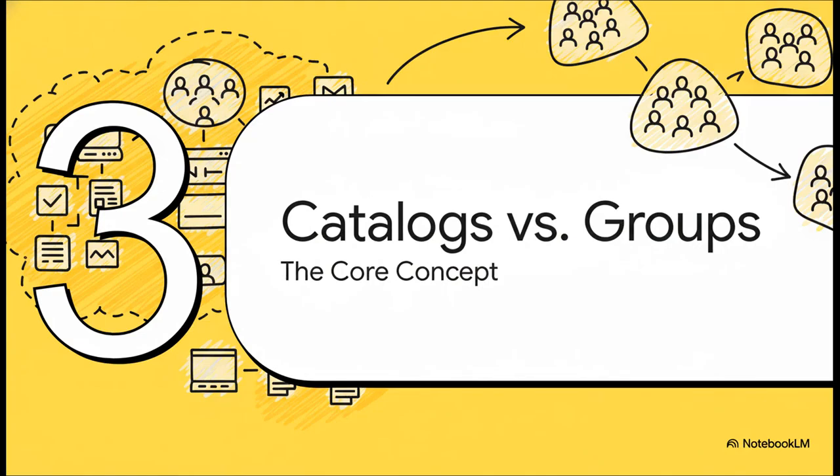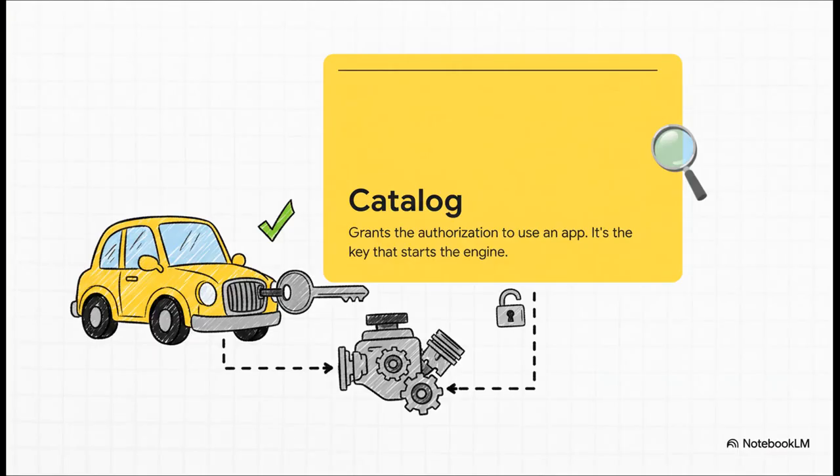Okay, deep breath. If you only remember one single thing from this whole explainer, please make it this next part. Understanding the difference between catalogs and groups is the absolute, undisputed key to Fiori authorizations. I'm serious. If you get this, you are 90% of the way home. First up, we have the catalog. A catalog is what actually gives a user the permission to use an app. It's the authorization.